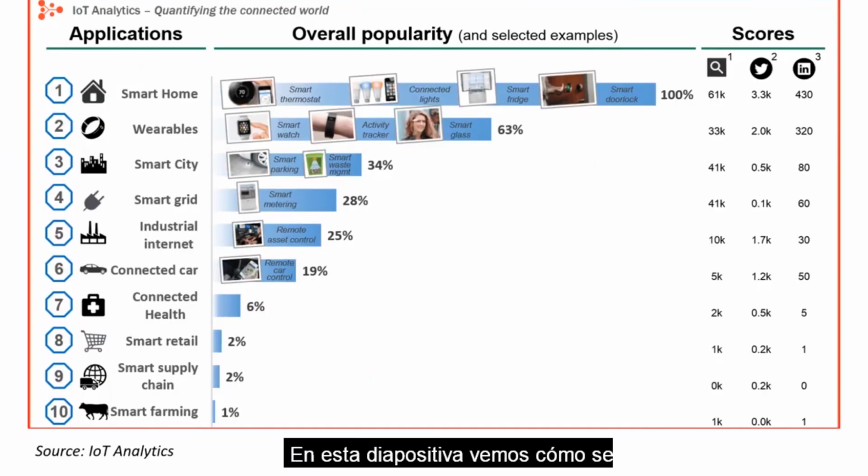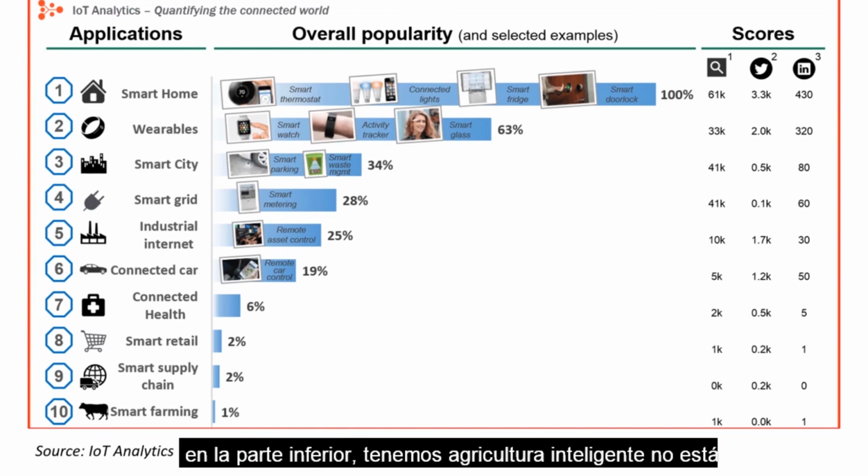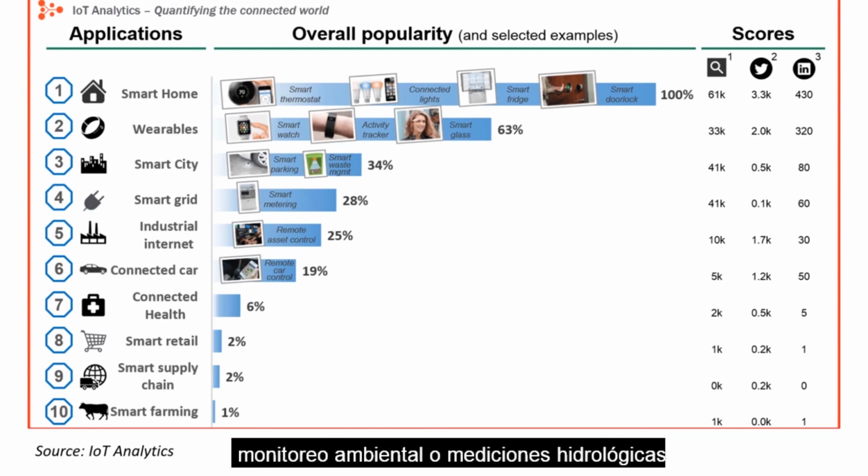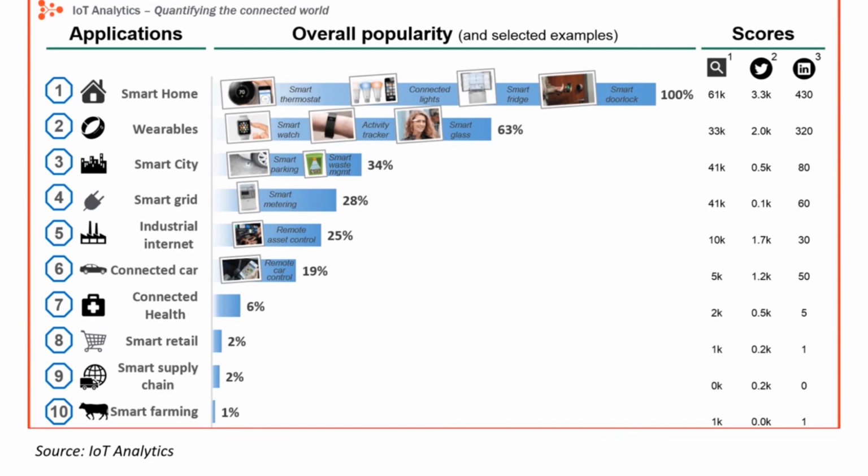In this slide, we look at how IoT is being applied in different areas. At the top of the list are the smart homes. The smart homes have benefited a lot from IoT systems, followed by wearables. The third one are the smart cities, and the list continues. At the bottom, we have smart farming. Not in the list also is IoT application for environmental monitoring or hydrologic measurements.